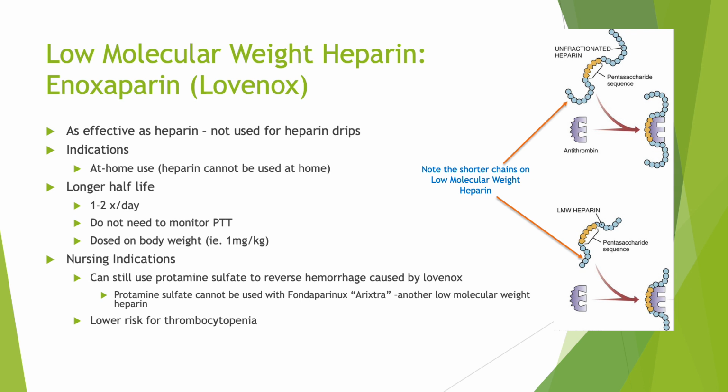However, be aware that there are still other types of low molecular weight heparin, such as one of the newer versions, fondaparinux or Arixtra, where protamine sulfate actually cannot be used as a reversal agent. It won't work. Also, while there's a small risk for thrombocytopenia with Lovenox, the risk is actually much lower with this low molecular weight heparin.